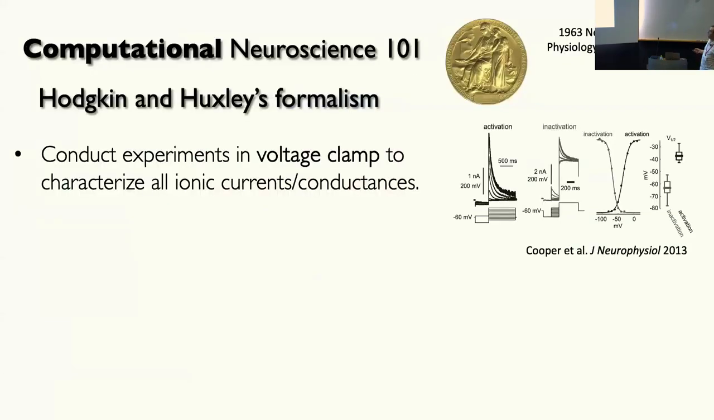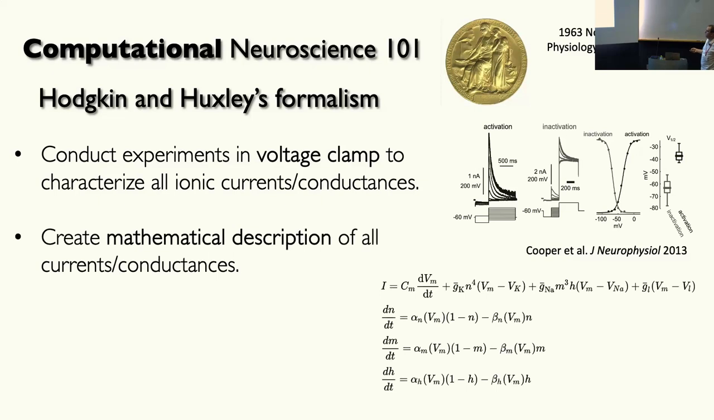So just to sum up, another part of this course in computational neuroscience 101 is that you learn the Hodgkin-Huxley formalism, which I mentioned. It was the Nobel Prize, and they taught us how to calculate the biophysics of neurons. So we have to do a lot of voltage clamp experiments; here's an A current from a paper of ours. You have to calculate all the currents in a very controlled voltage clamp way, and then you create a mathematical description of all your conductances. And this is that same equation I showed you, the simulation of Hodgkin-Huxley.